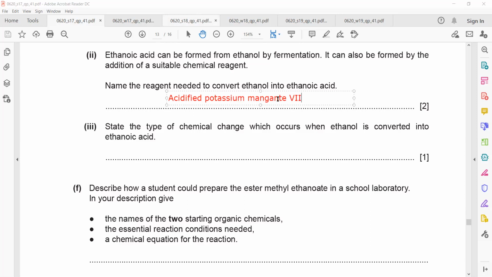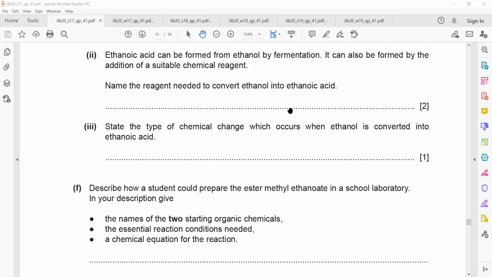Potassium dichromate 6 can also be used, but practically we use potassium manganate 7 because it is a good oxidizing agent as compared to potassium dichromate. Here potassium manganate 7 is the better oxidizing agent. What type of reaction is this? This is called an oxidation reaction, because it is addition of oxygen, so oxidation.